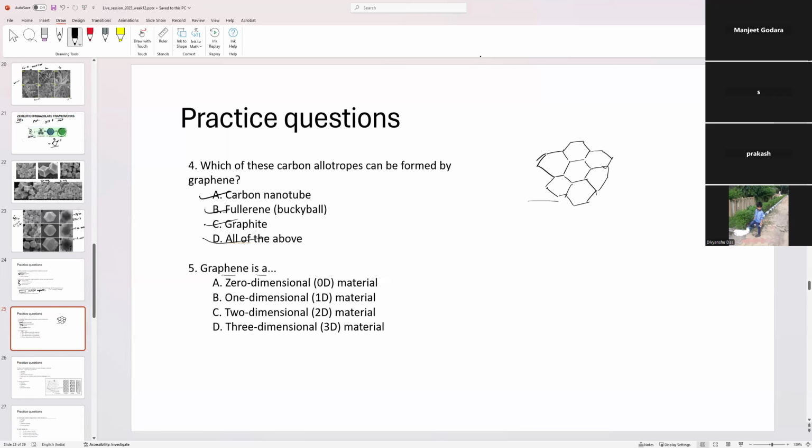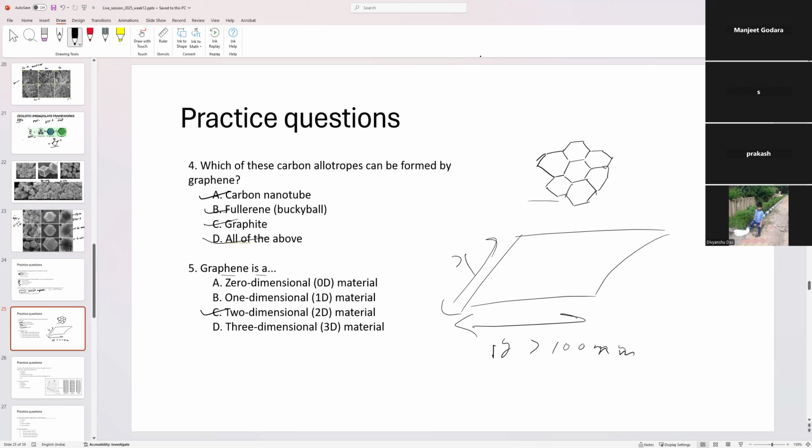So graphene is a sheet. Both these two dimensions, x and y, are greater than 100 nanometers. It's a large area. Only one dimension, the thickness, is less than 100 nanometers. It's actually maybe less than 1 or 2 nanometers. It's only graphene.